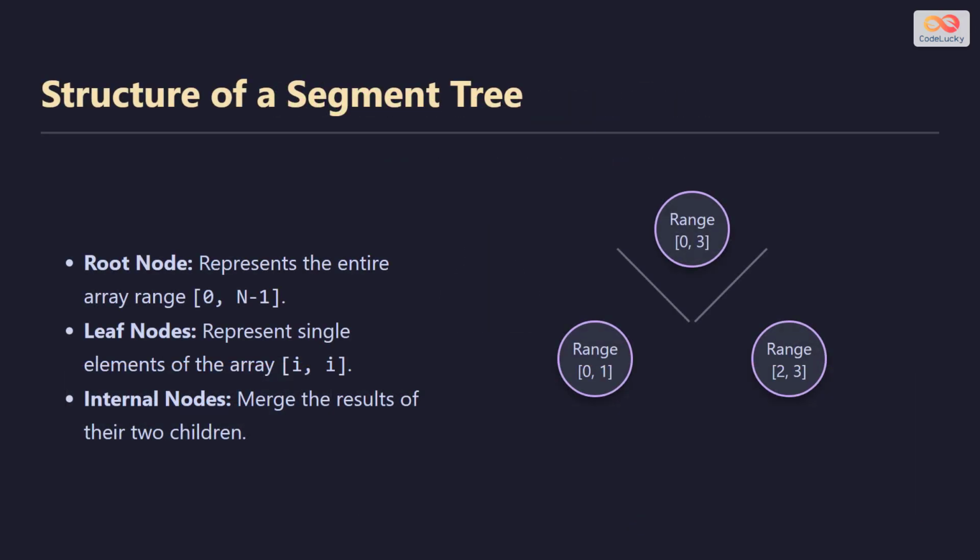Let's look at the structure. The root of the tree represents the entire array. As we go down, the range is split in half. The bottom-most nodes, called leaf nodes, represent individual elements of the array. Internal nodes, the ones in the middle, store the result of merging their two children. For our problem, they will store the minimum value of their children.